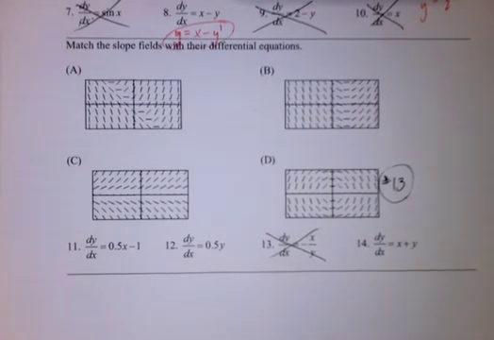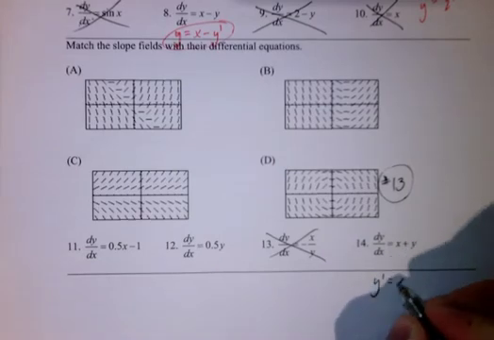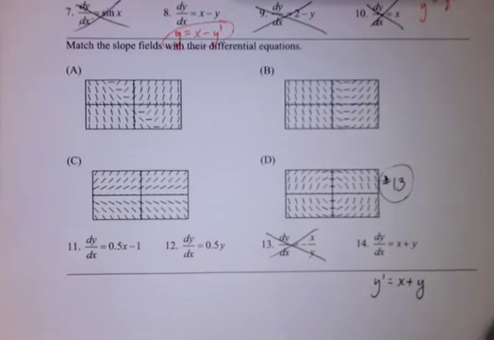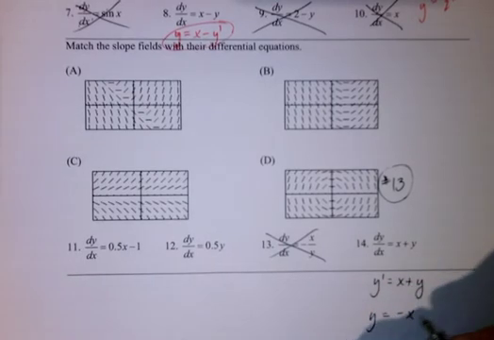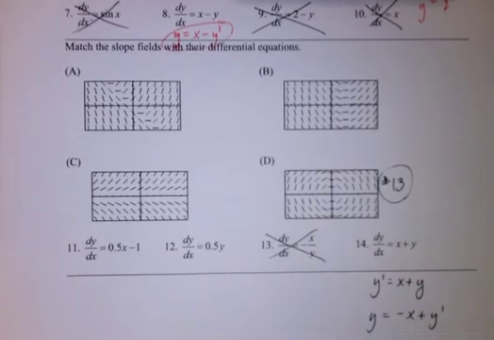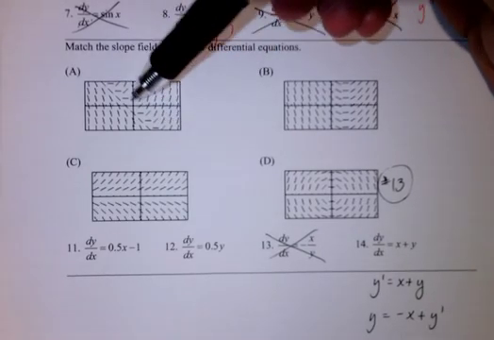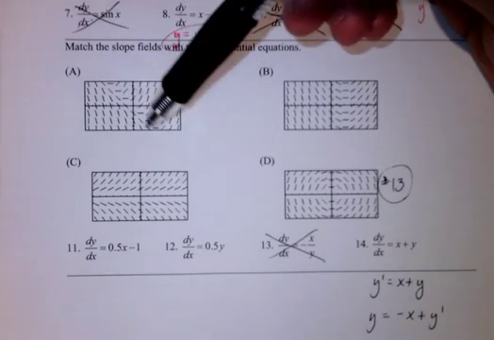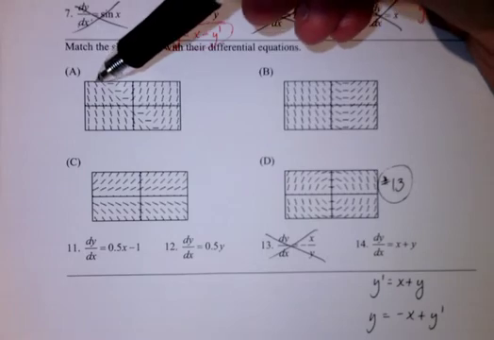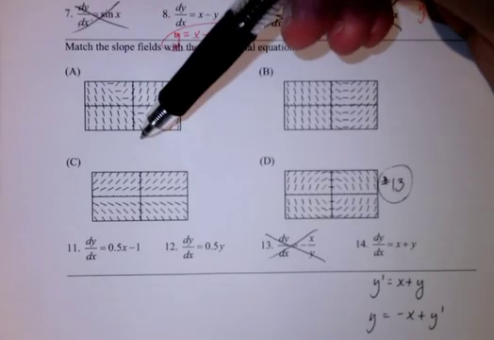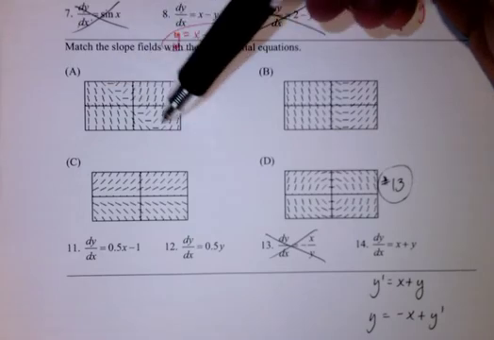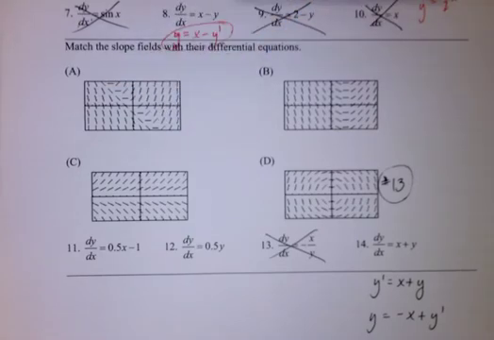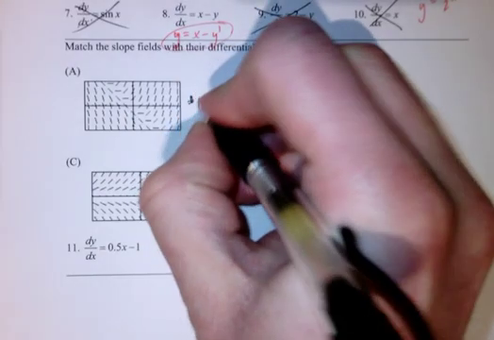I recognize the fact that this can be written as y prime is equal to x plus y, or y is equal to negative x plus y prime. Now, if I look along y is equal to negative x, do I get a slope of 0? Yes. If I look along y is equal to negative x minus 1, do I get a slope of negative 1? Yes. If I look along y is equal to negative x minus 2, do I get a slope of negative 2? Yes. If I look along y is equal to negative x plus 1, do I get a plus 1 slope? And the answer is yes. This is number 14.